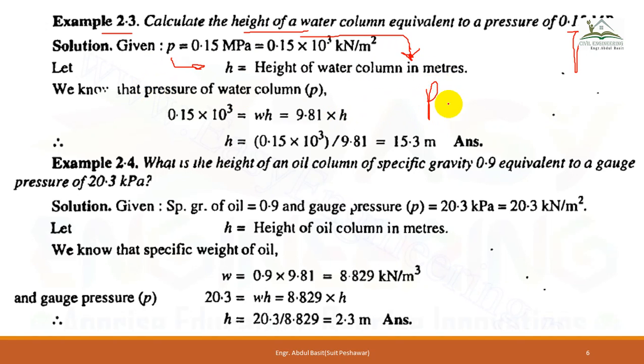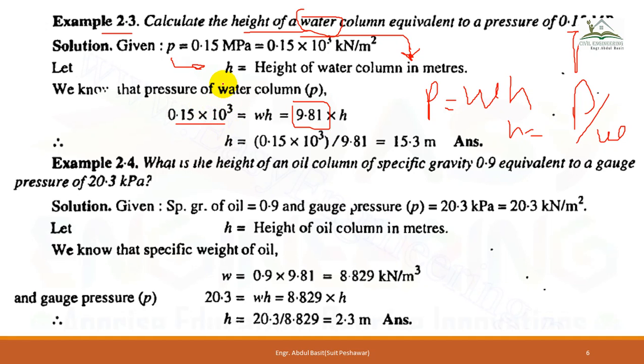Simple. P is equal to W, or unit weight, times H. This is the formula. So H will be equal to P divided by the unit weight. Here it is water, and the unit weight of water is 9.81. This is a constant, so it is already given to us. And pressure is equal to 0.15 megapascal, so you have to convert it to kilonewtons per meter square, and it is converted.